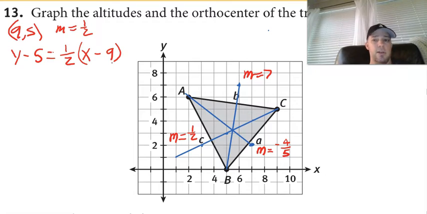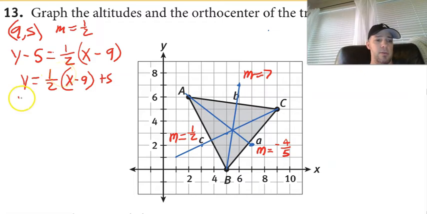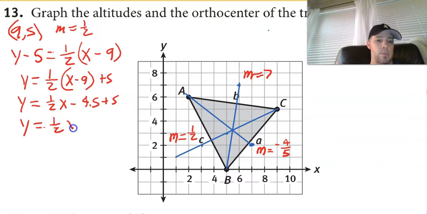And I'll go ahead and put this into slope-intercept form just to make it a little bit easier. I'll distribute and then combine my like terms. 0.5 or 1/2, doesn't matter. Negative 4.5 plus 5 is positive 1/2, or positive 0.5.